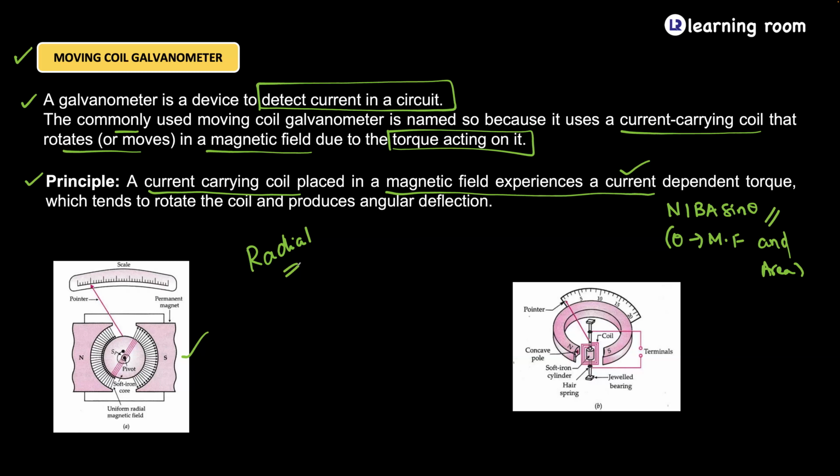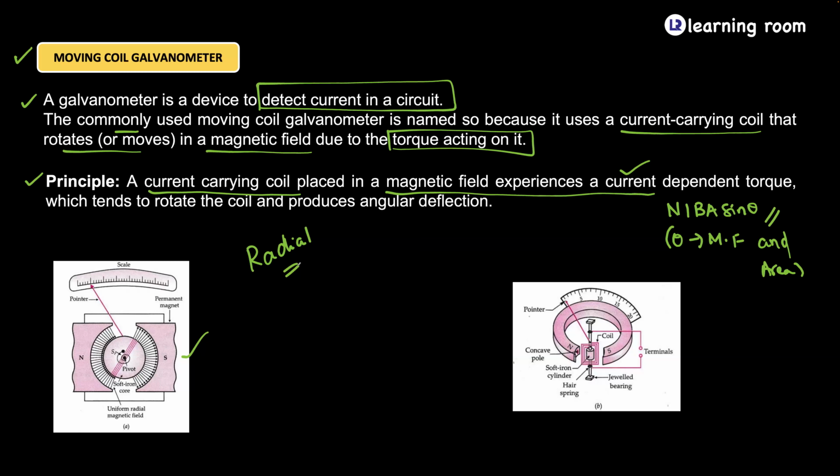What is it called? Hair spring. H-A-I-R, hair spring. So what does the hair spring do? It creates the restoring torque. That is the one which will pull back the pointer to 0 as soon as the current is cut off. Are you able to understand this? So this is the simple structural diagram. Am I clear with this?